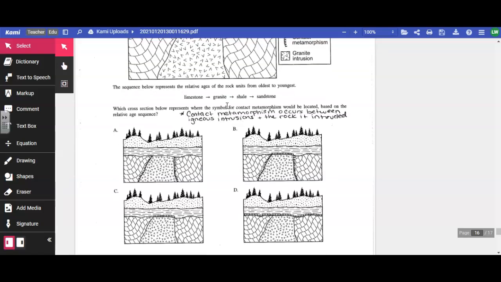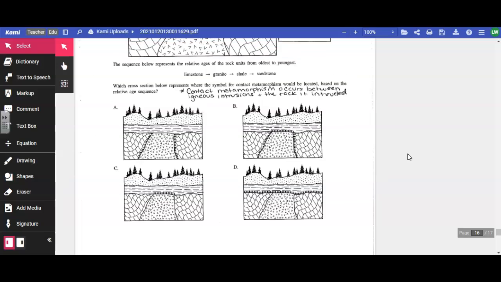So remember, contact metamorphism occurs between igneous intrusions and the rock that it intruded. Okay? So looking at these pictures, where would that contact metamorphism have occurred?